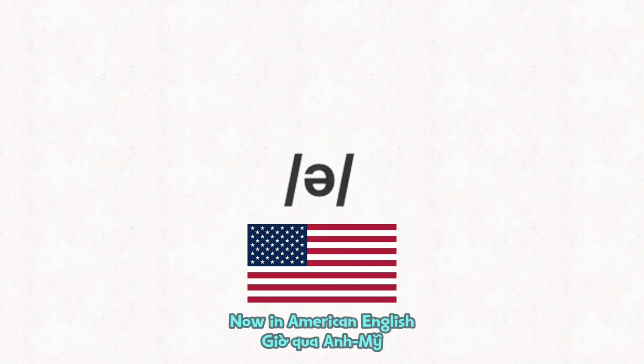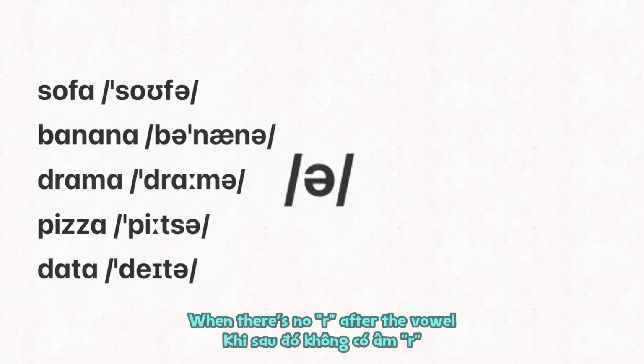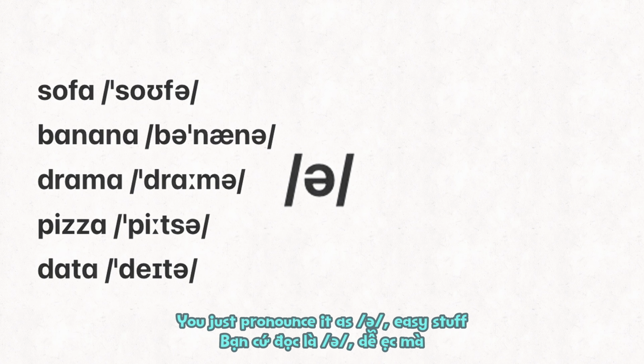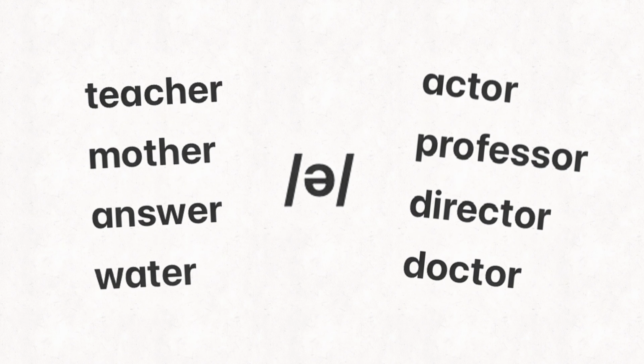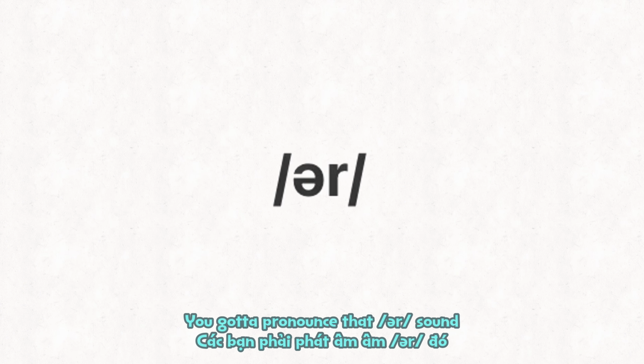Now in American English, when there's no R after the vowel, you just pronounce it as usual. Easy stuff. But if there's an R like this word you can see on the screen, then yeah, you gotta pronounce that sound.